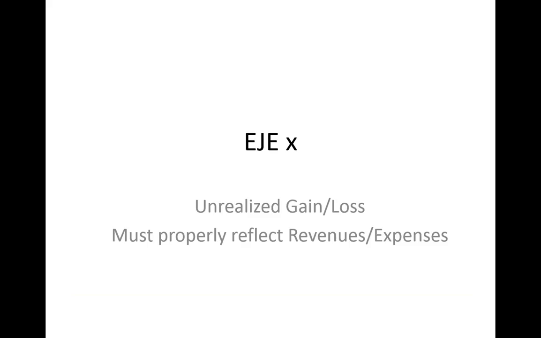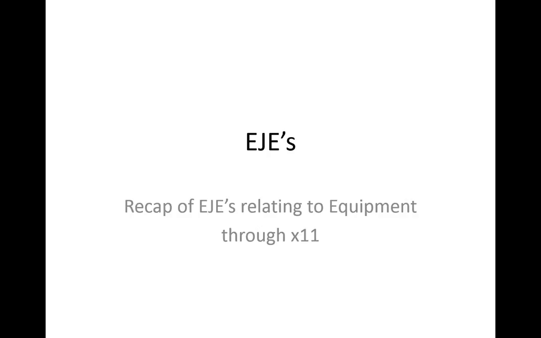Now, the previous EJE eliminated that number that was in the income from sub account. So what happens is we've got $13,928 of a gain that we can recognize. So we're going to recognize it, and we're going to do it not in a direct way, but an indirect way. And to do that, let's look at a recap of the EJEs relating to the equipment through X11.